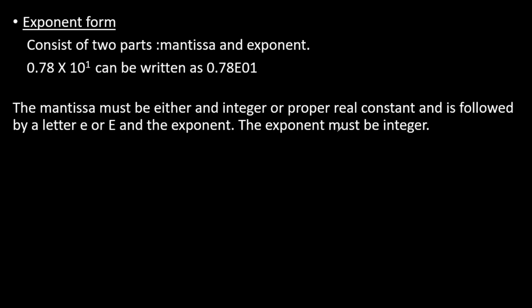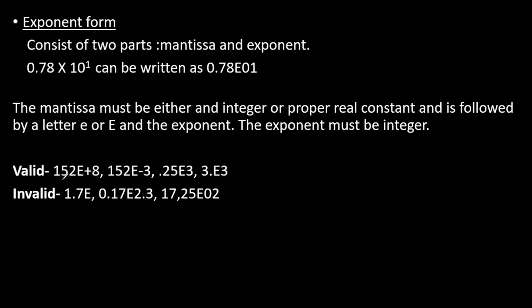And since exponent is power, power cannot be a fraction, right? So it must be an integer. So the rule is you can either use capital E or small e, write the mantissa, and then write the exponent after this. That's the simple rule. Mantissa can be integer, it can be fractional, but the exponent, which is the power, cannot be fractional. It should be integer only. So let's see certain valid and invalid examples.